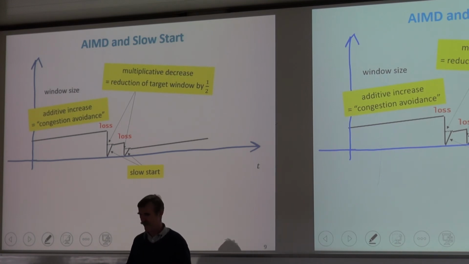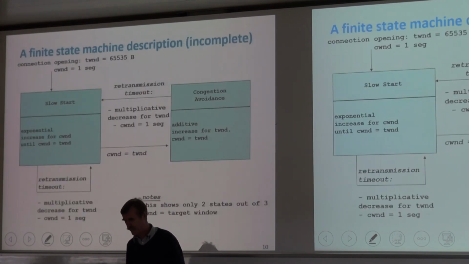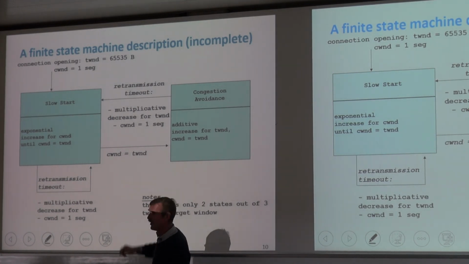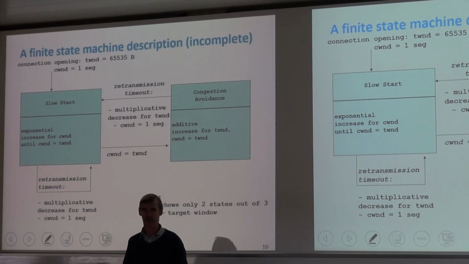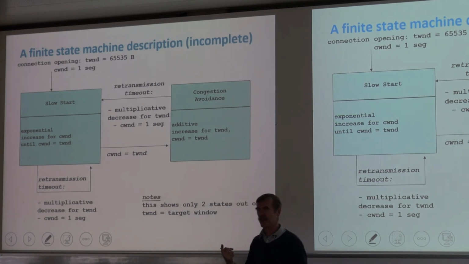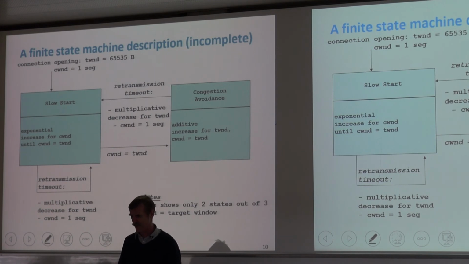And then the multiplicative decrease is not perceived as a phase, but as a phase transition. Multiplicative decrease occurs when we move from congestion avoidance to slow start. So the phases that are perceived by the designers of this system are slow start and congestion avoidance. This is an incomplete description because here I've assumed all losses are detected by timeout. We'll explain in a few minutes what happens in the other cases.